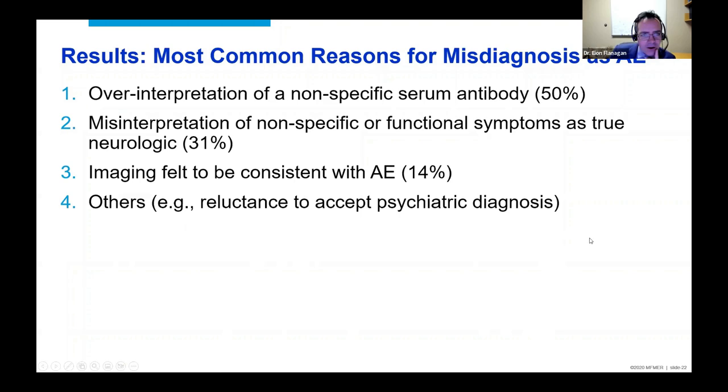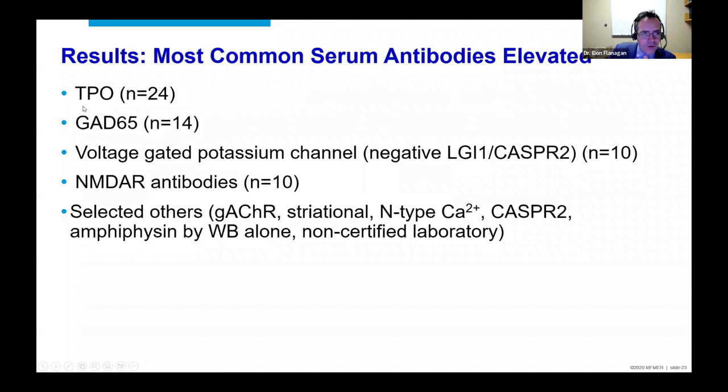So what were the serum antibodies that led to confusion? Well, thyroid peroxidase antibodies, or TPO antibodies, are very common in the general population. So these aren't a good marker to hang your hat on for autoimmune encephalitis. The GAD65 antibodies are also very common, about 8% of the general population, and oftentimes they're at low level. With GAD65, when it's associated with true encephalitis, the levels are usually sky high, really, really high.